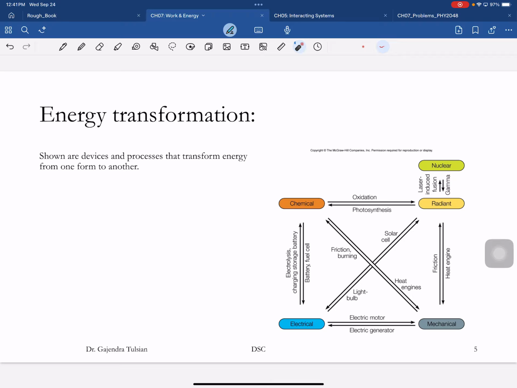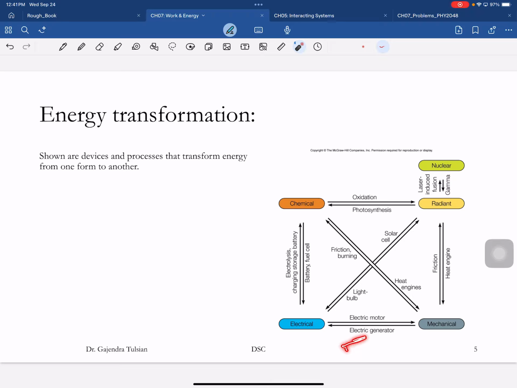What does an electric motor do? It converts electrical energy to mechanical energy. So an electric vehicle is that. What does an electric generator do? Again, generator is a bad word. It should be electric transformer. What does an electric generator do? It converts mechanical energy to electrical energy.